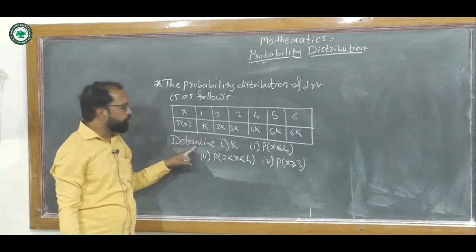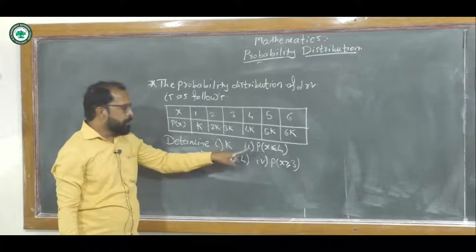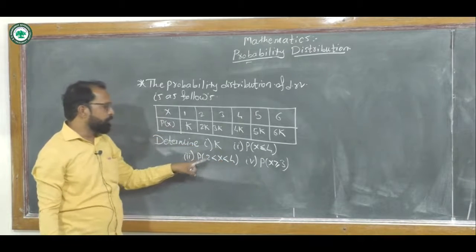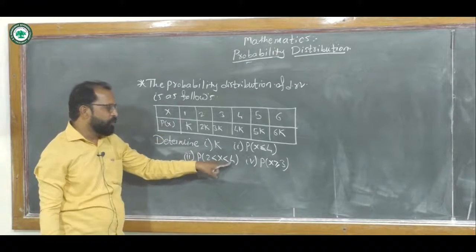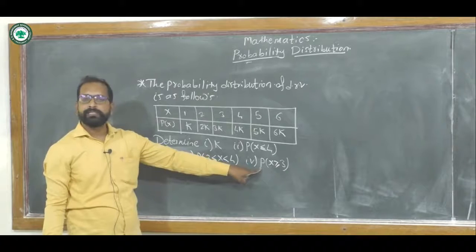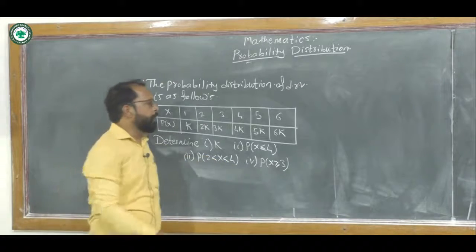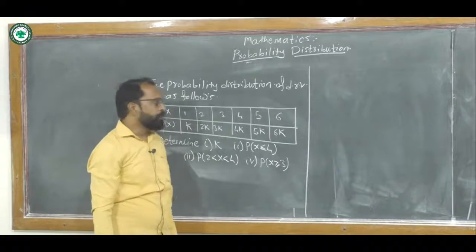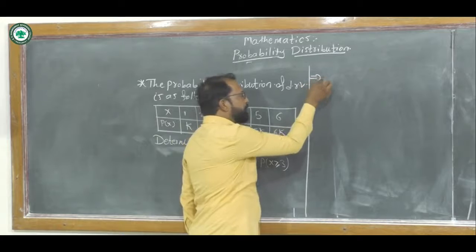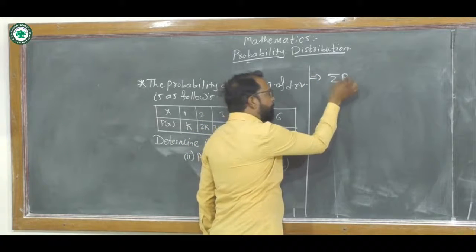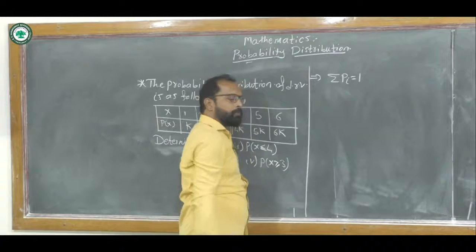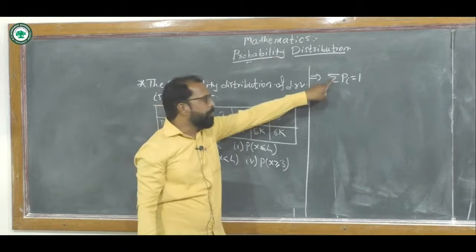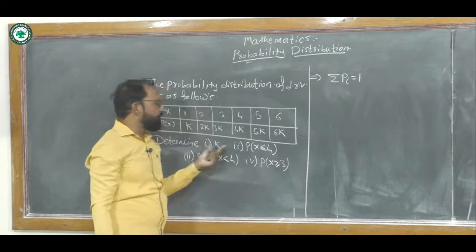Here again we have to find the value of k, then probability of x is less than or equals to 4, then probability of 2 is less than x is less than 4, and probability of x is greater than or equals to 3. Now again, by using the same method, we use the condition that summation of pi equals 1. For a probability distribution, the summation of pi is always 1. By using this condition, we find the value of k.